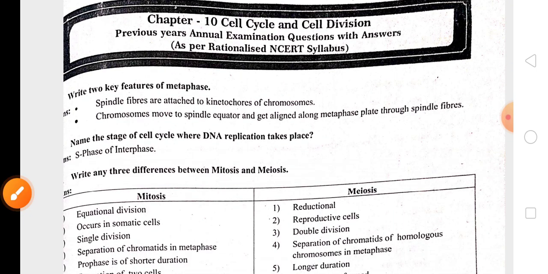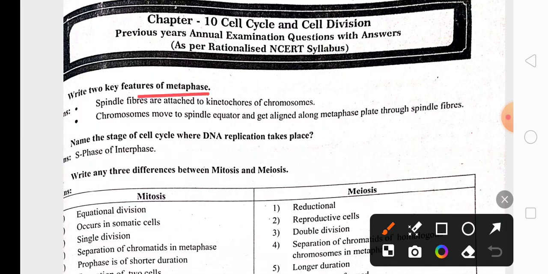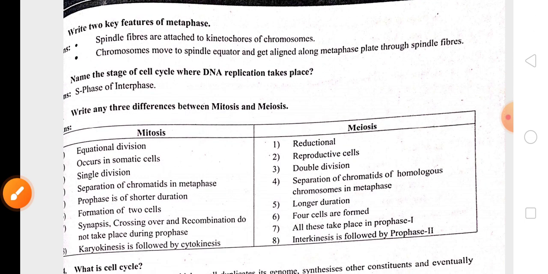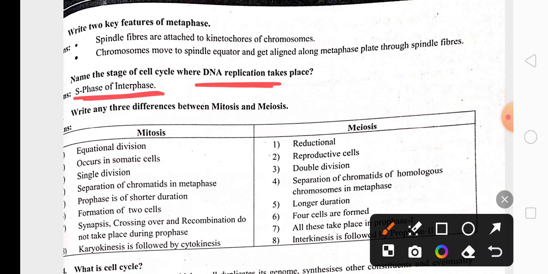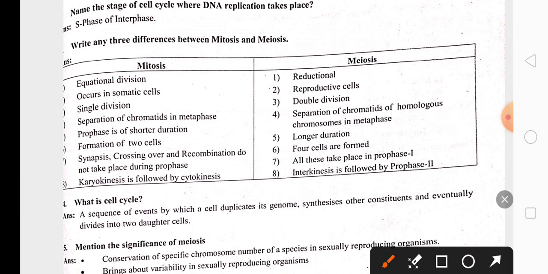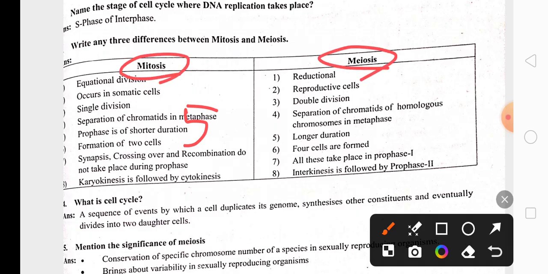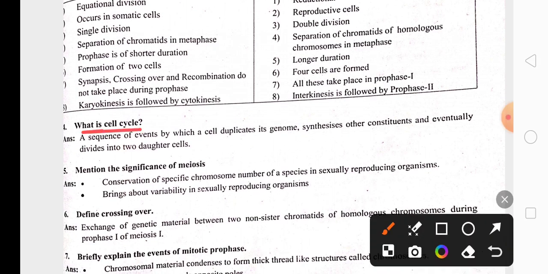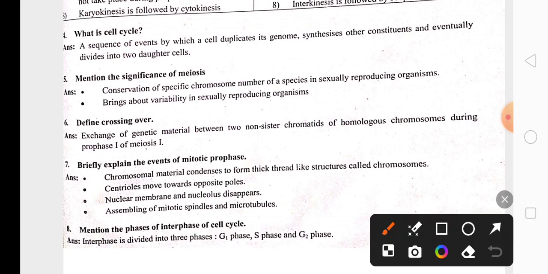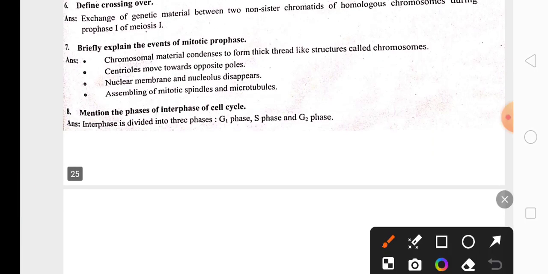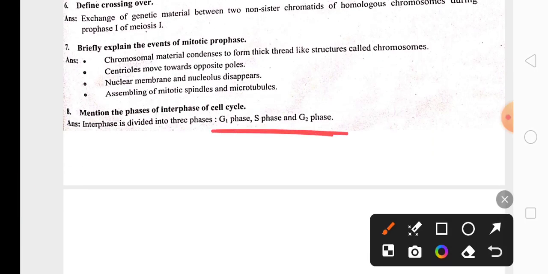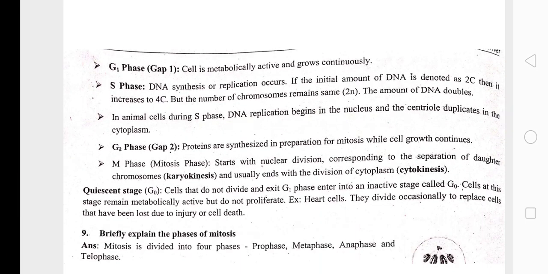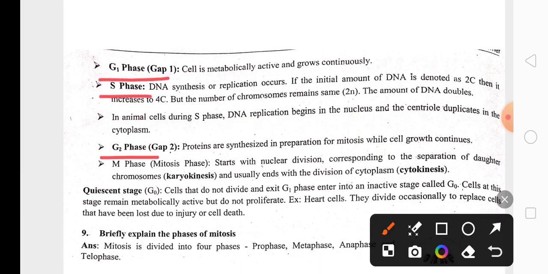Then from the cell cycle and cell division chapter, remember for 2 marks the features of metaphase. Then remember that DNA replication or DNA synthesis takes place in S phase of cell cycle. For 5 marks, very important, the difference between mitosis and meiosis is highly important to the exam. And cell cycle definition, significance of meiosis, and even mitosis significance are also very important. Then definition of crossing over, prophase characteristics. Then the phases of cell cycle, G1, S, G2 phase, very important to the exam. And the characteristics of each phase. And definitions of cytokinesis and karyokinesis are also important to the exam.